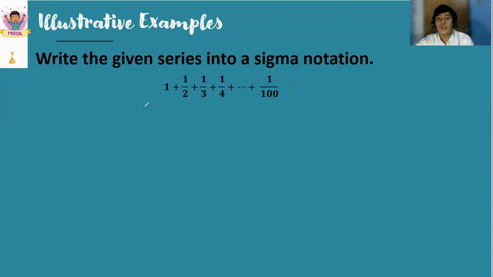So you can conclude that the upper boundary might be 100. We write first the sigma symbol, and then we put 100 on top, which represents the upper bound or upper limit. And then we write I as a representation for the index. And of course, it will start with 1. And then we represent it as 1 divided by I.